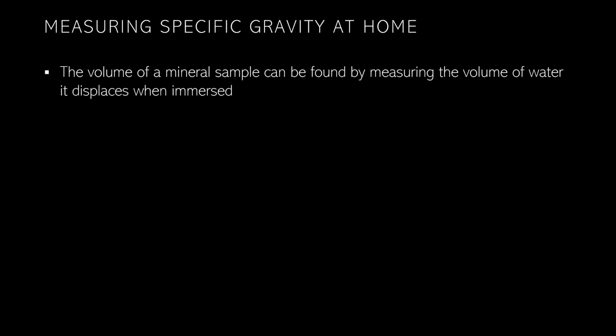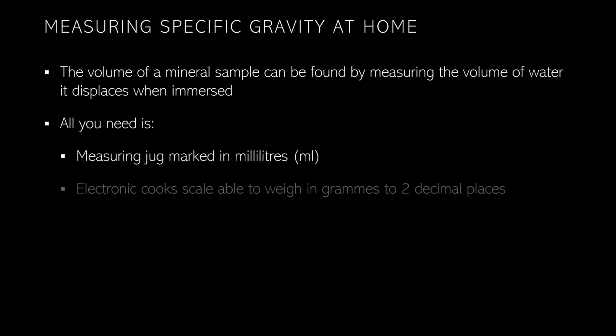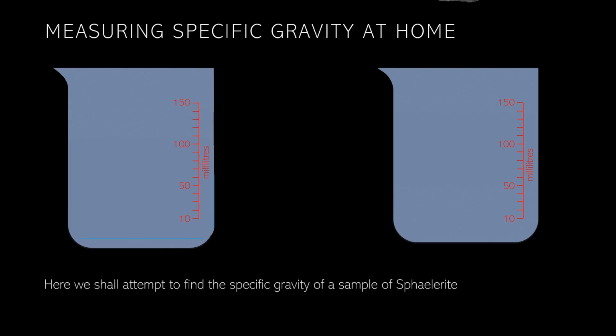Measuring specific gravity at home. Thanks to Archimedes and his bath, we can find the volume of a mineral sample at home by measuring the volume of water it displaces when immersed. All you need is a measuring jug marked in milliliters, an electronic cook scale which can weigh in grams to 2 decimal places, and a calculator. Let's find the specific gravity of a piece of sphalerite.